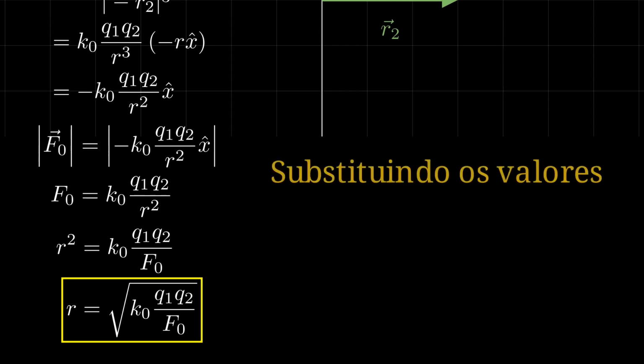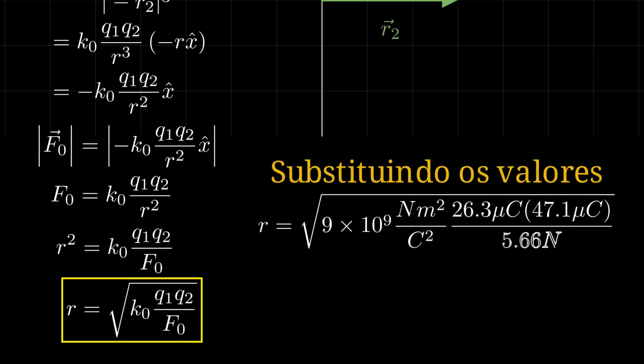Now we can replace the values. For example, in Halliday, Volume 3, 5th edition, Chapter 25, Exercise 2, we have q1 equals 26.3 microcoulomb, q2 equals minus 47.1 microcoulomb, and F0 equals 5.66 newtons. We take the charge modulus, since we are using as criterion the force modulus F0. Thus, r should be equal to this value.